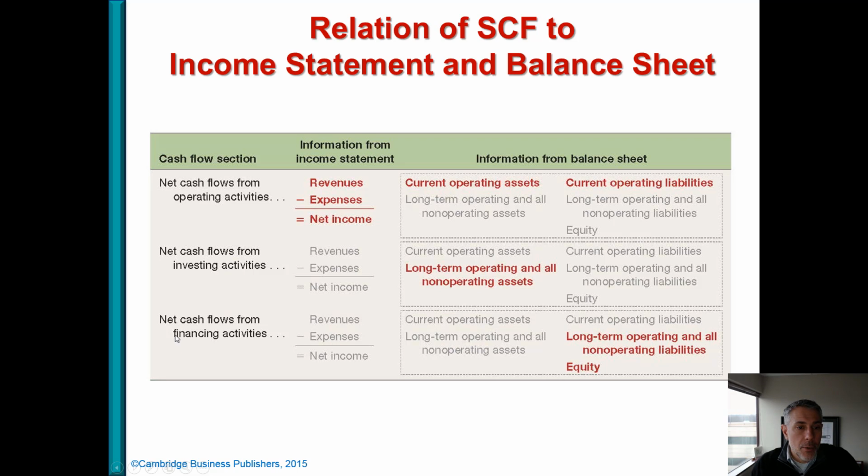And then lastly, we take the net cash flows from financing activities and we reconcile the changes in account values to any long-term operating and all non-operating liabilities.